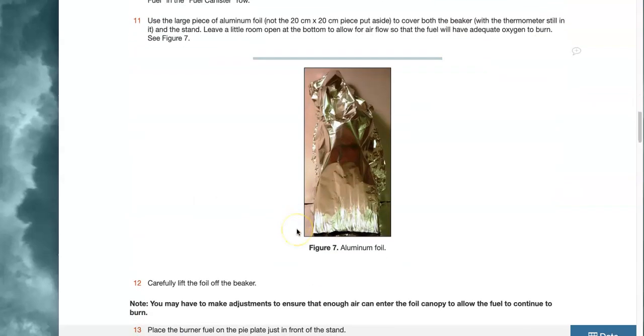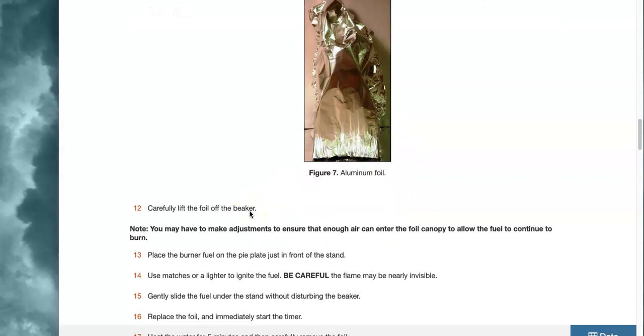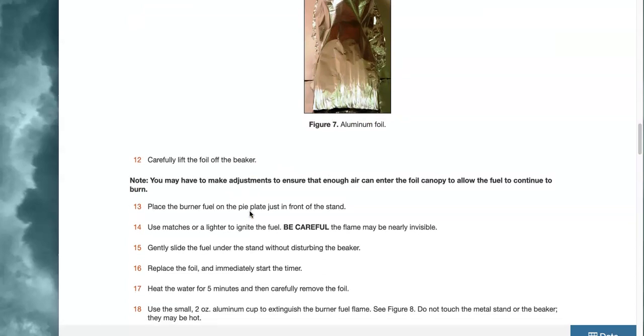You can read through all this. And then here's your piece of aluminum foil you're going to use to cover everything to try and keep the energy contained. It's not ideal, it's not without its error, but it works pretty well.